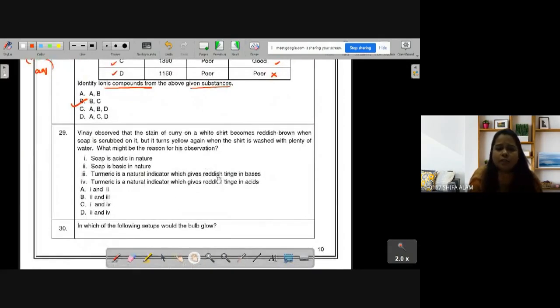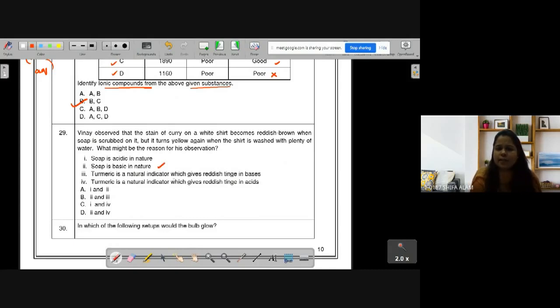Next. Vinay observed that the stain of the curry on the white shirt becomes reddish brown when the soap was scrubbed on it, but it turns yellow again when the shirt is washed with plenty of water. What could be the reason for his observation? The soap is acidic in nature. The soap is basic in nature. Yes, the soap is basic in nature.